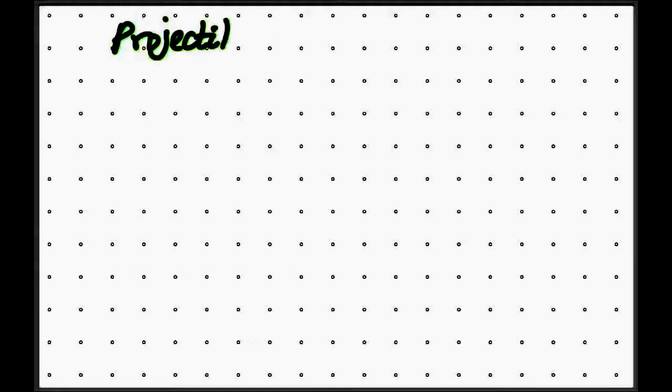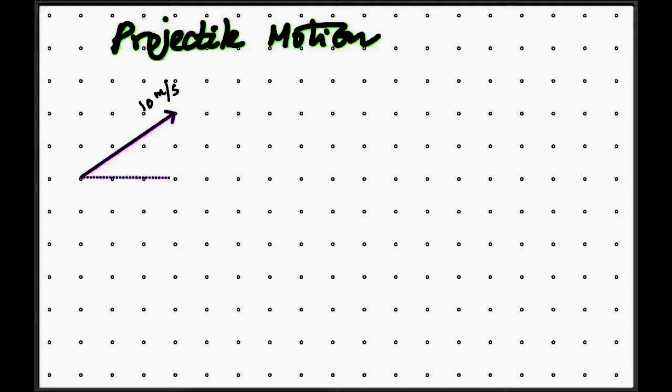Projectiles. Didn't we talk about projectile motion a little bit? Let's check if we did. If an object is thrown at 30 degrees to the horizontal with a velocity of 10 meters per second, go ahead and find the time it takes to land back on the ground if it is thrown from the ground.